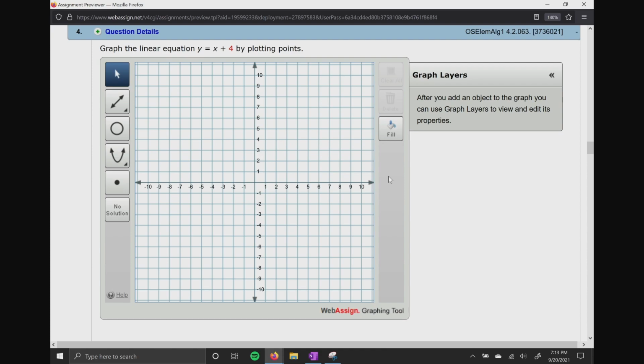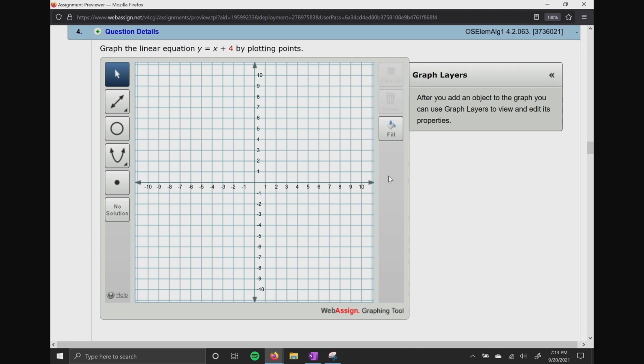All right, so here's just a simple homework problem, okay? In this problem, what they want us to do is graph the linear equation y equals x plus 4 by plotting some points, okay? So remember, 2 points are what we need to form a line. So I'm going to find 2 points, and I'll show you how to do this. So y equals x plus 4.